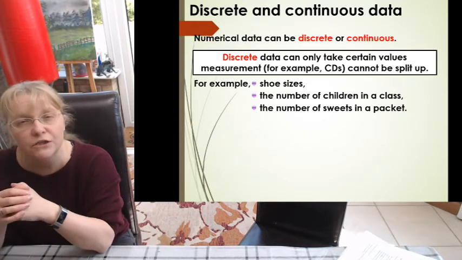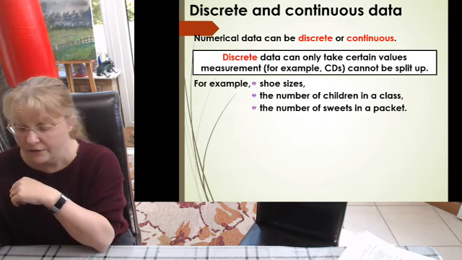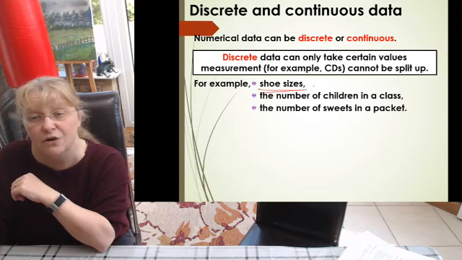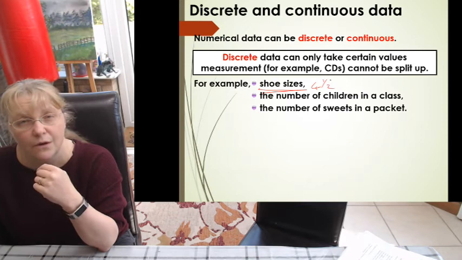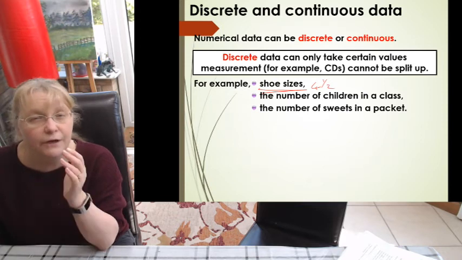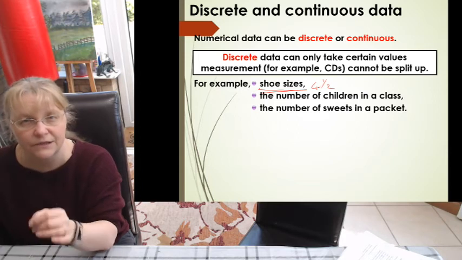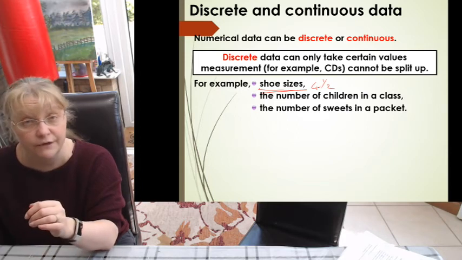Now, I know I turned around and said it's whole numbers, and the only thing that is slightly different to this is shoe sizes, because of course you can get 4.5. But it is still only 4, 4.5, or 5 as an example. It's still exact numbers, so therefore it's discrete data.